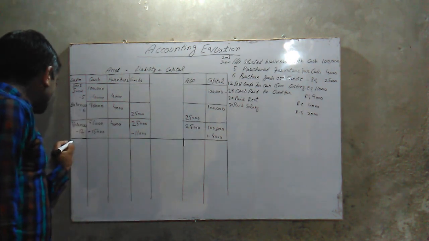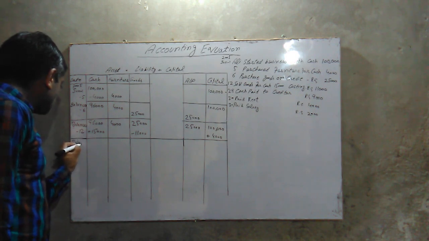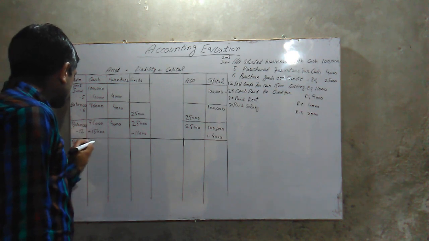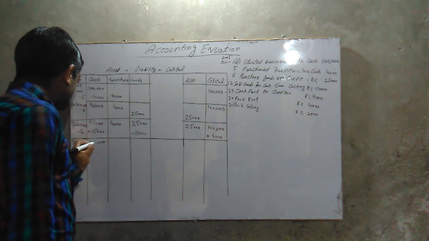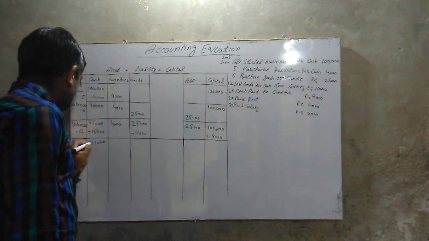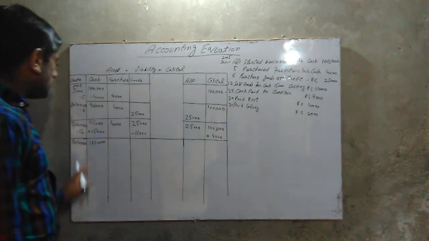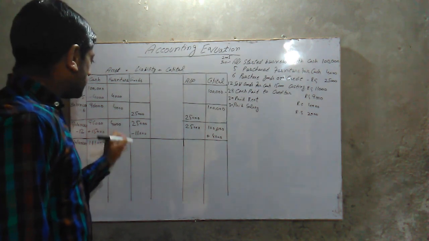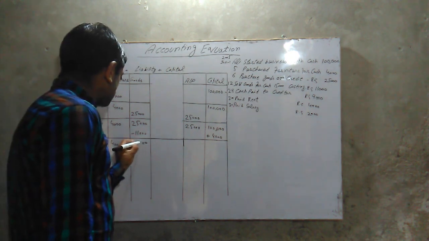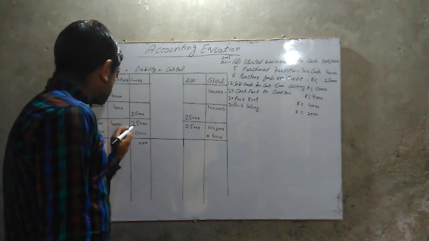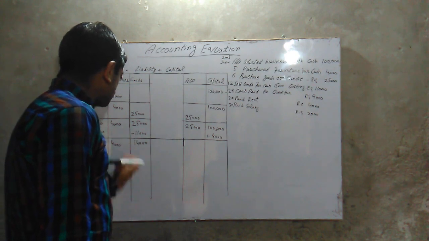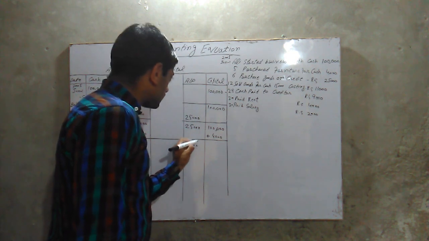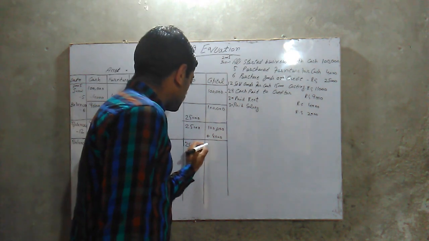So the balances are 96,000, 1,11,000, 4,000 and 14,000. So the next one is 20 and the other one is 1 lakh.